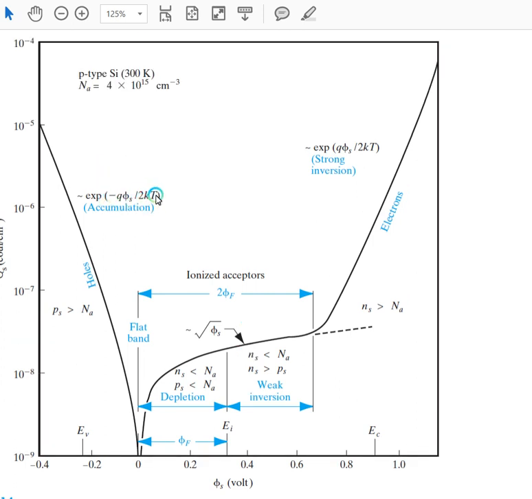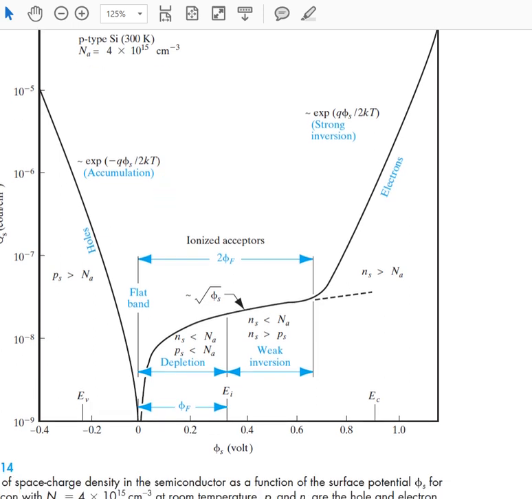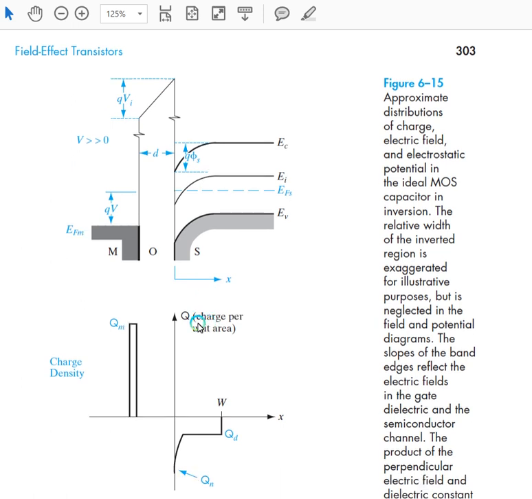We'll just do away with these exponential expressions, whereas if you want to go into their details, you can follow the solid state electronics book by Donald Neamen. It's just given there. And then another topic is the threshold voltage. Let's just take a look at here.